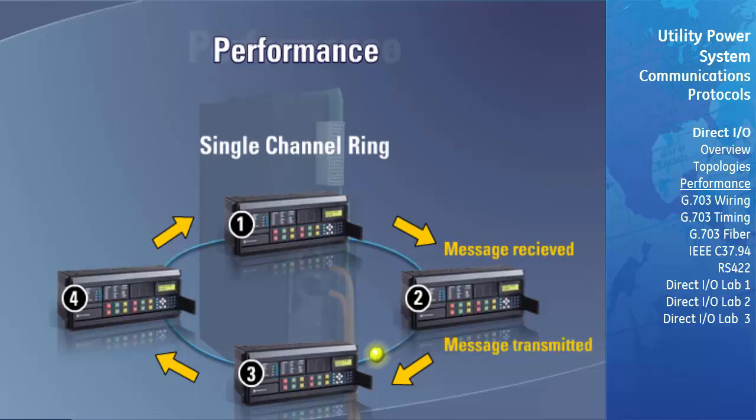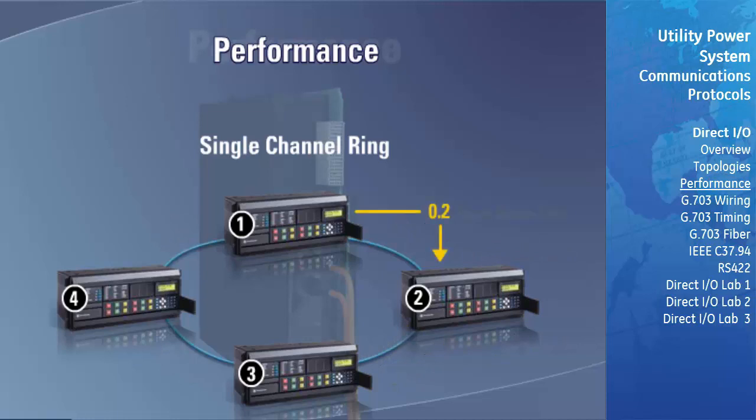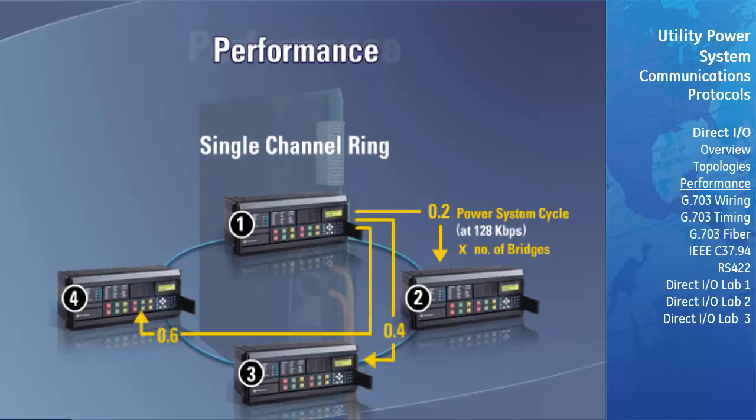on to the transmitter. The message delivery time is approximately 0.2 of a power system cycle at 128 kilobits per second, times the number of bridges, otherwise known as media converters, existing between the origin and destination. Here we can see the expected delivery times for a single healthy ring configuration with a LAN speed of 128 kilobits per second. Notice how the delivery time increases by 0.2 of the power system cycle for every relay the message passes through. If the ring is cut, Relay 1 will know that there's a problem with the communication link, because it will no longer receive the originating message back from Relay 4.